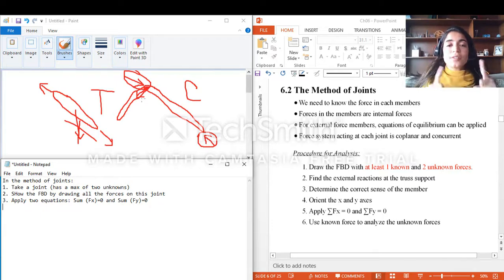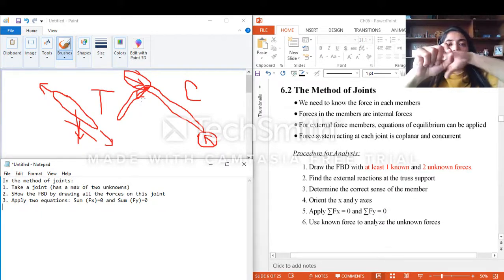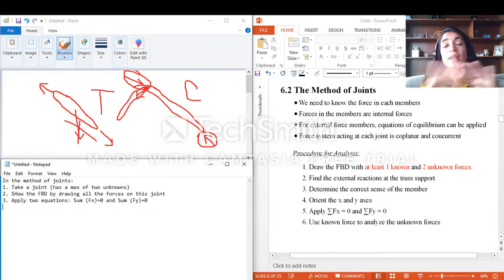This should remind you of electricity, of Kirchhoff's law, which states that all the current in is equal to all the current out, or in other words, the algebraic sum of all the currents is equal to 0 at each node. So it is the same here. You put your joint, you put all the forces, and you know that the algebraic sum of all the forces in x and y should be equal to 0 in order to reach equilibrium, and then you can solve for your 2 unknowns.